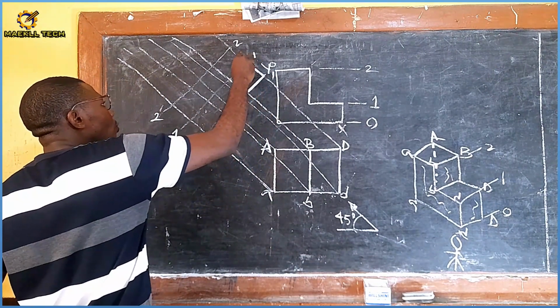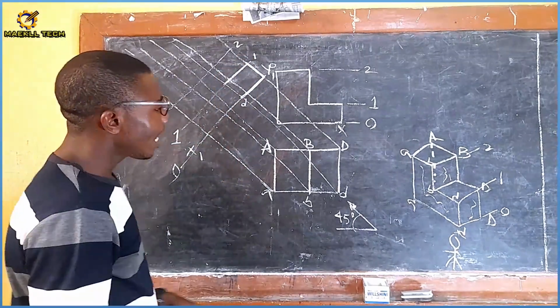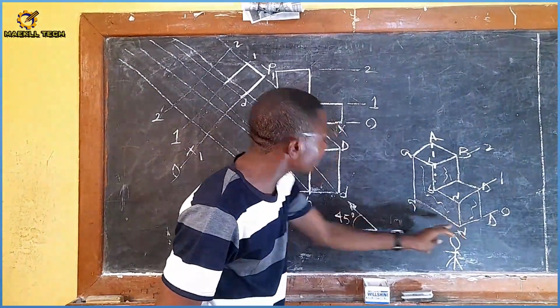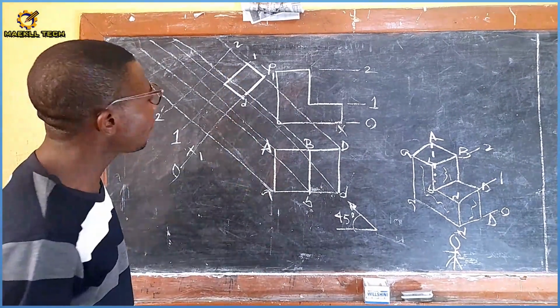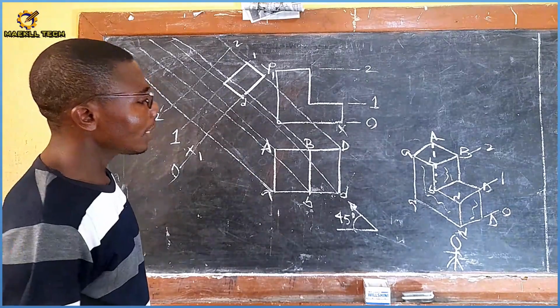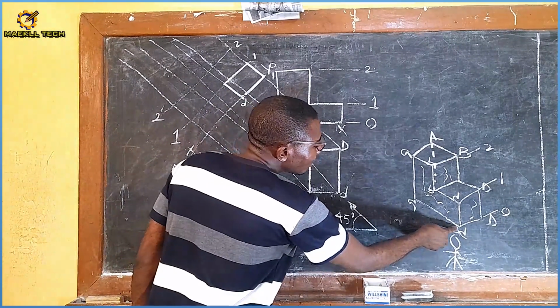So capital letter D to small letter D at mark 0, capital letter D to small letter D at mark 1. And both are joining each other right here. And this is it. Are you following? Okay.